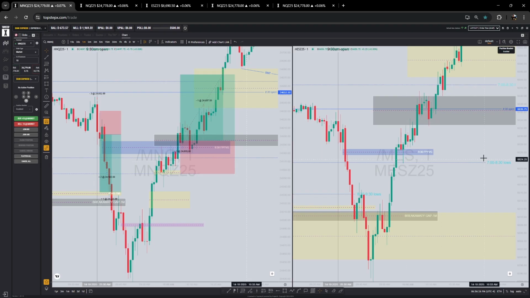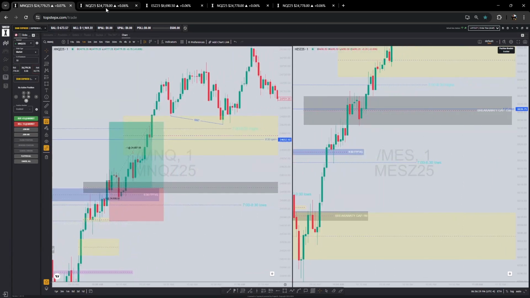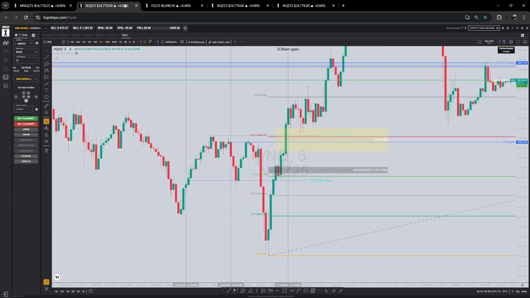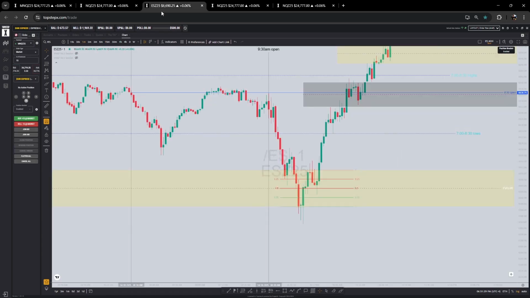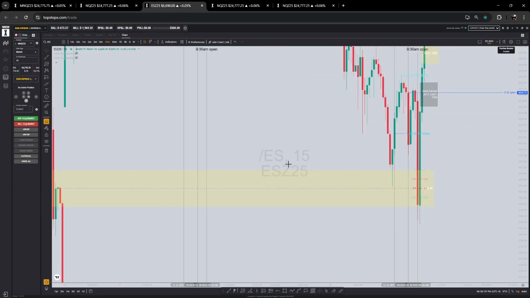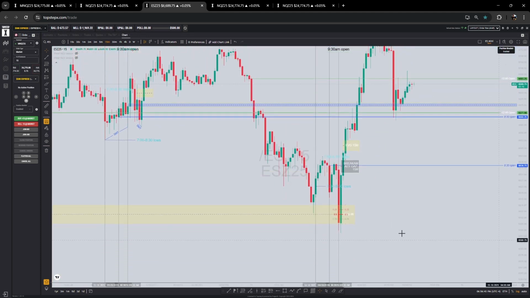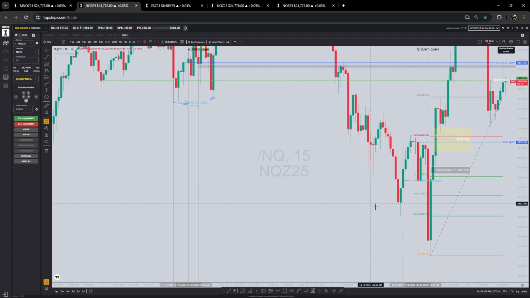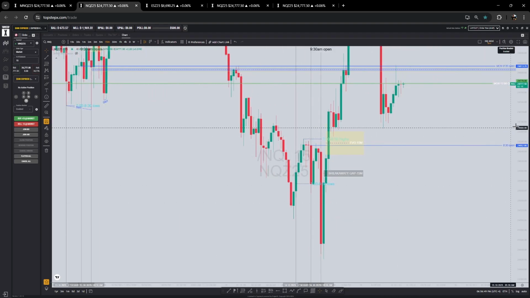So the next trade I took was on ES, and I will be breaking down this trade. It was based on the 15 minute time frame. Let's go on both the 15-minute time frame on ES and NQ. So this is NQ and this is ES. Let's get rid of some of this stuff.